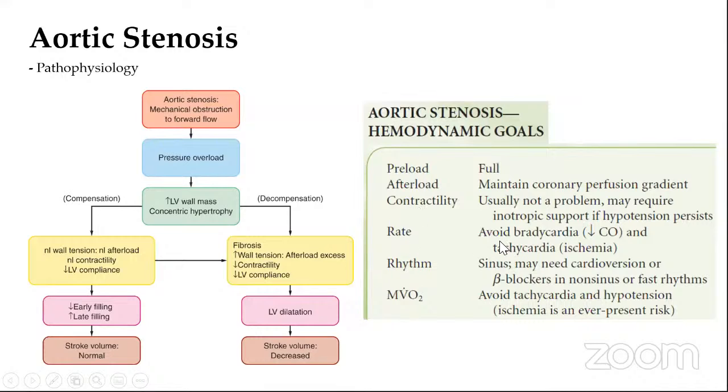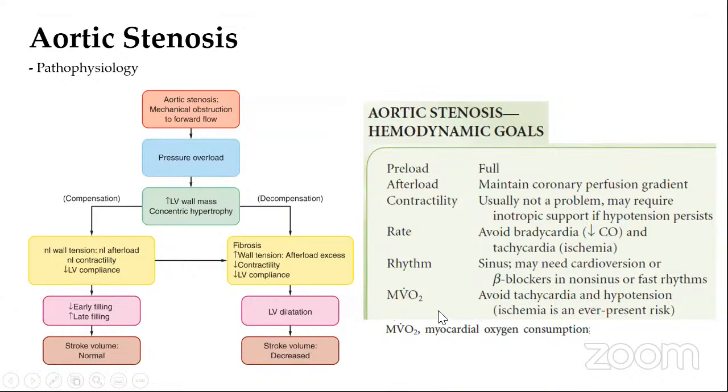In terms of rate, you need to avoid severe bradycardia, like very, very low heart rates, like 30 beats per minute. And obviously tachycardia, as we discussed before, is very bad, especially in aortic stenosis, because it can lead to ischemia. Sinus rhythm is very important because, as we mentioned, of the late filling: the atrial kick gives 40% of the filling. So if your patient is not in sinus rhythm, or is in a fast rhythm, you need to use a beta blocker for them as well.